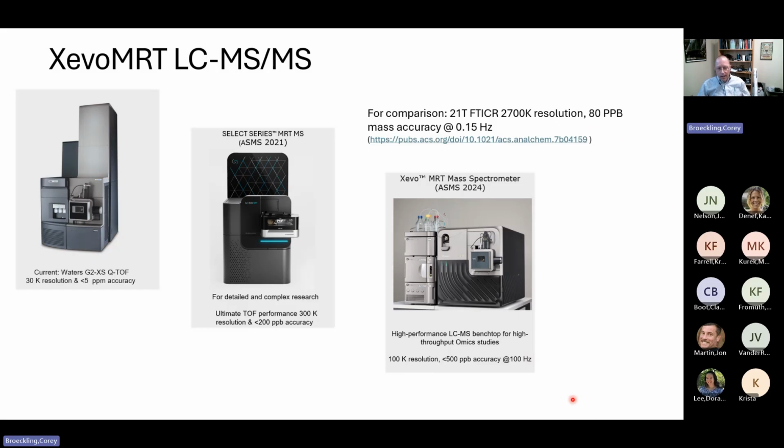So they all have their strengths, they all have their weaknesses, but the instruments that we have here in the lab right now is really exciting for lipidomics and non-targeted metabolomics and exposomics type applications.